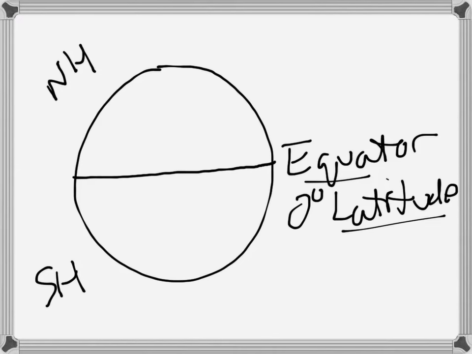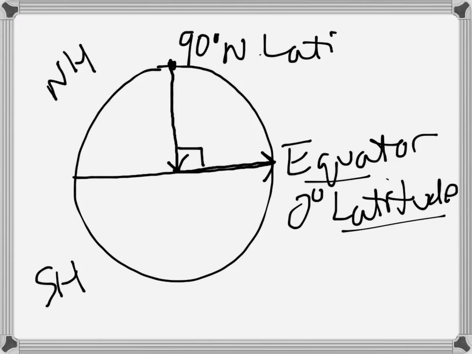Now let's say that we wanted to determine what the latitude was of the North Pole. The North Pole, of course, is the northernmost part of the planet. All we need to do to figure this out is draw an imaginary line from the North Pole to the center of the planet. And then from the center of the planet, we're going to draw a line to the edge of the equator. You'll notice that we've just made a 90-degree angle. Therefore, the North Pole is simply located at 90 degrees north latitude. Or, the North Pole is 90 degrees north of the equator.